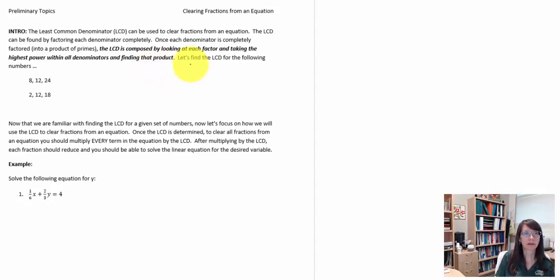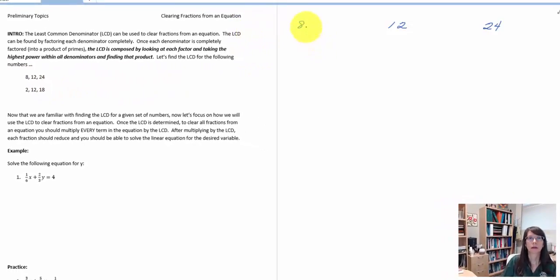So we're going to work with a few sets of numbers here and find the LCD for the following numbers. We'll start with 8, 12, and 24. What we're looking for are factors of 8 besides 1 and 8. So since 8 is an even number, I could break that down as 2 times 4.